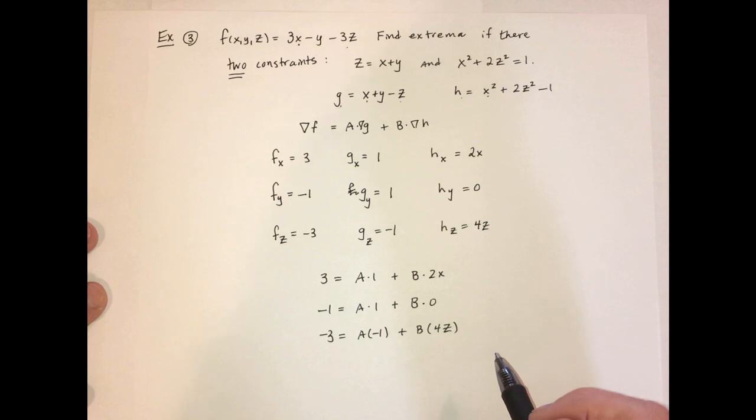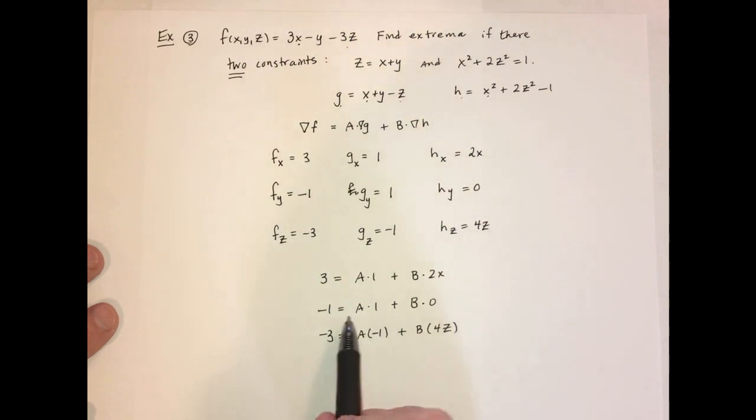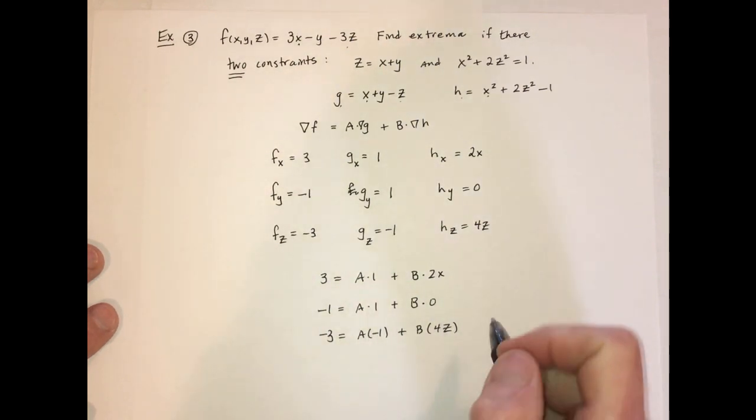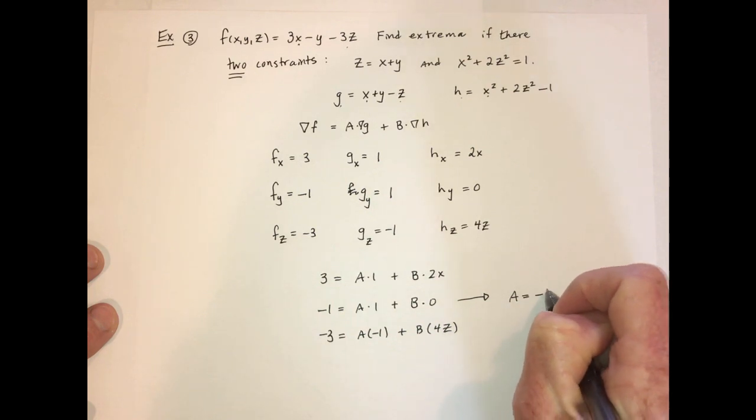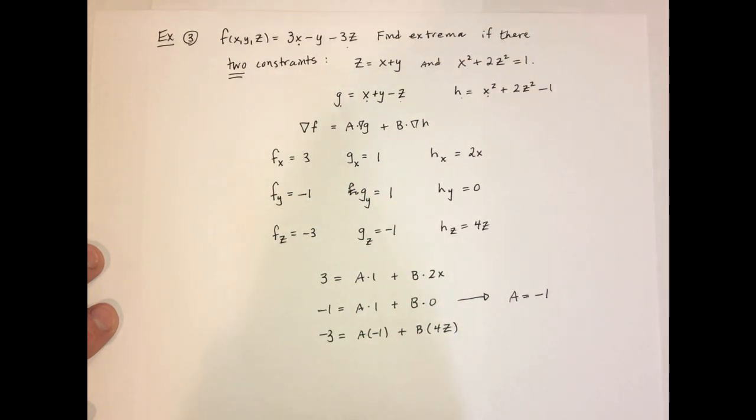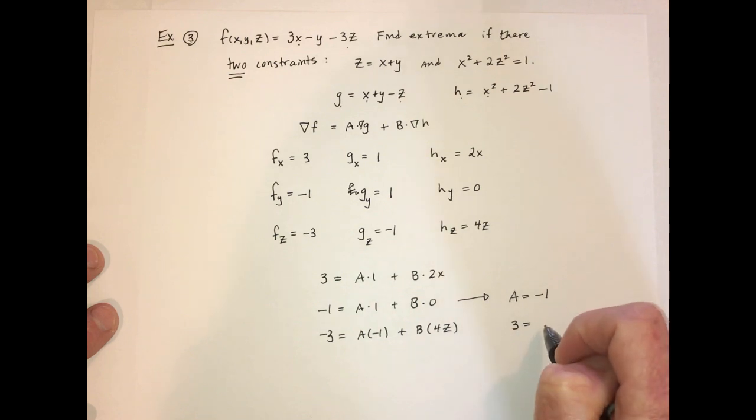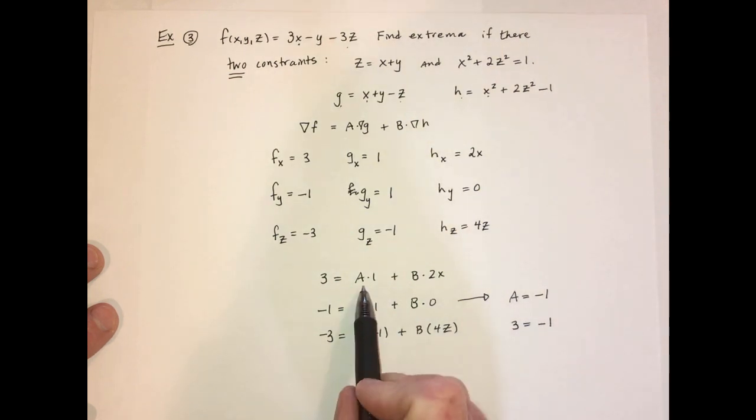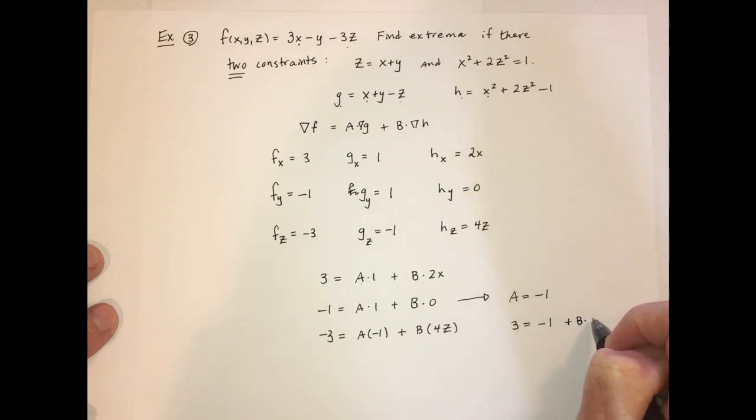All right, now we need to solve for a and b and x and y and z. Well, this equation right here, that's pretty simple. That one means a equals negative 1. Then we could take that negative 1, substitute it right here. So then we would get 3 equals negative 1, so substitute that for a, plus b times 2x.